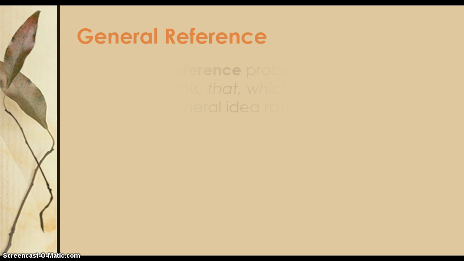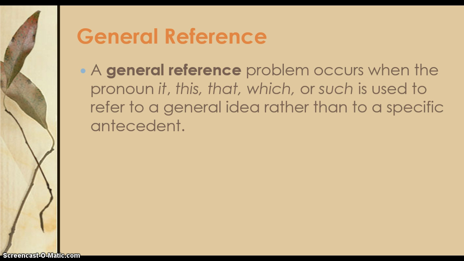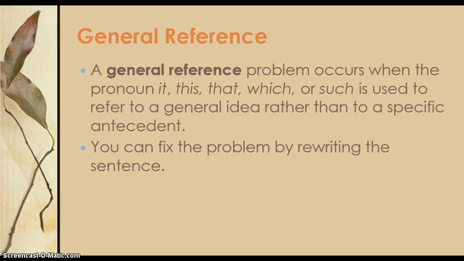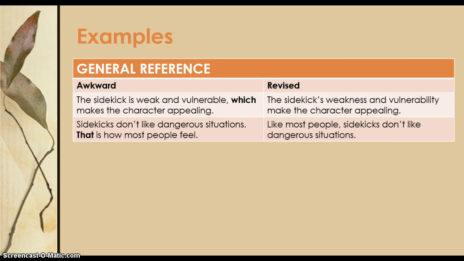Then we have a general reference. A general reference problem occurs when the pronoun it, this, that, which, or such is used to refer to a general idea rather than to a specific antecedent. It makes it vague and difficult to understand what's being talked about. You can fix this problem easily by just rewriting the sentence. Let's look at some examples and you'll see what I mean.